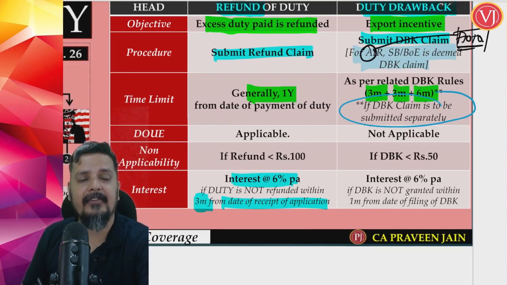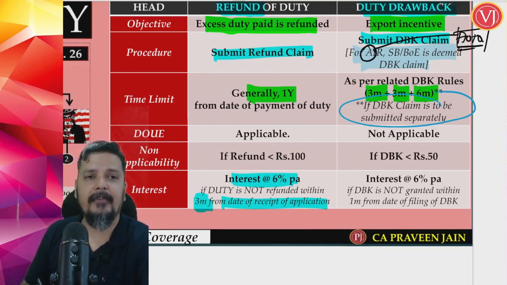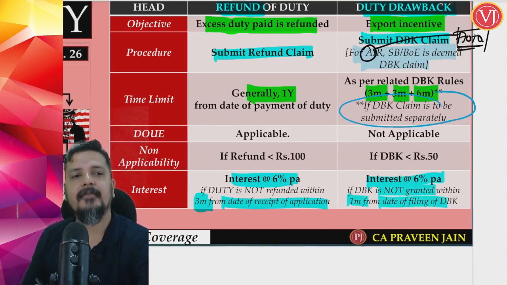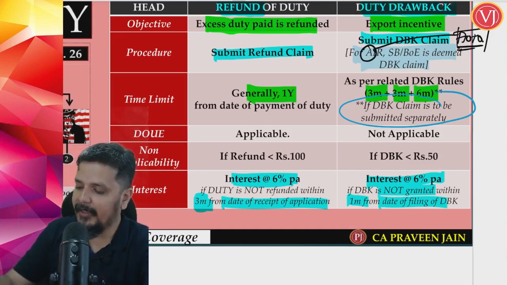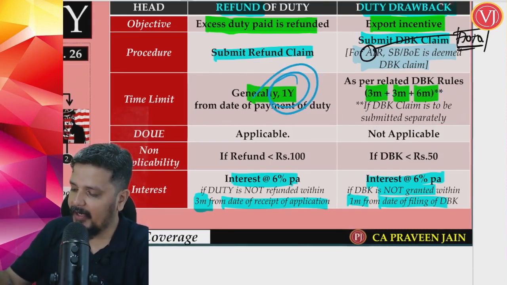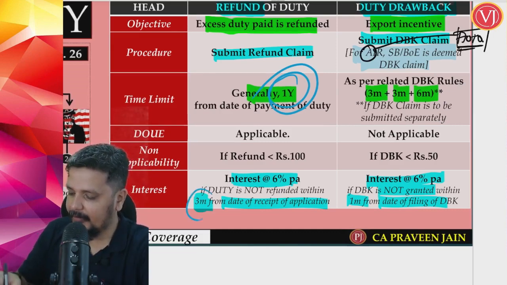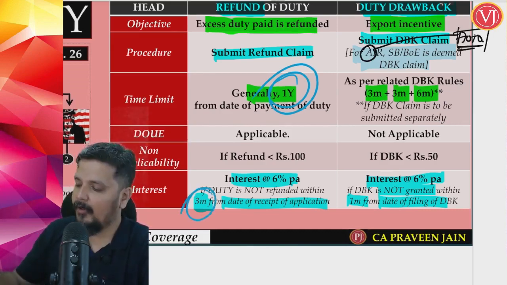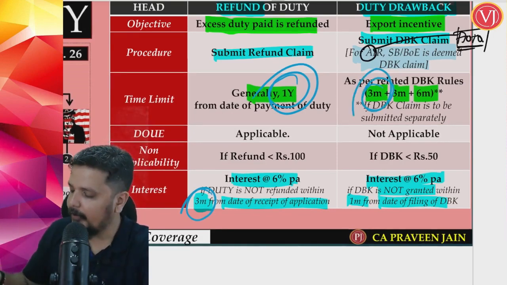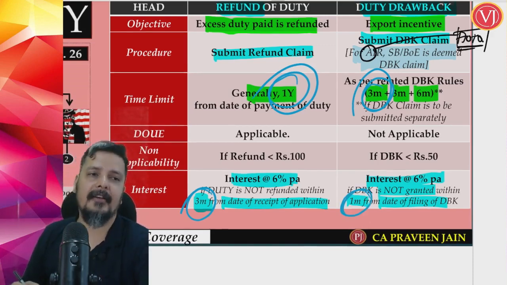You have to come very fast. 3 plus 3 plus 6. The officer has to give very fast, within 1 month. If not, 6% interest. So normally you have to apply within 1 year, and the officer has to give within 3 months. If not, interest. For drawback, you have to apply within 3 months. Extension, forget about it. An officer has to give you within 1 month. If not, interest. Now compare this with GST.